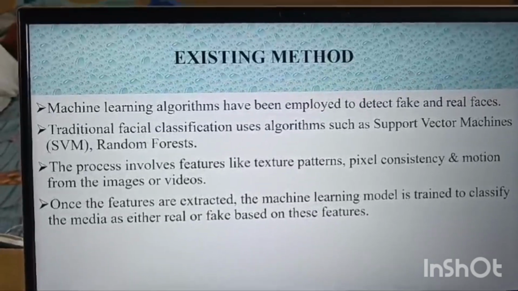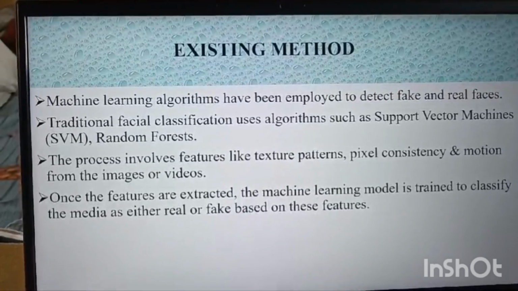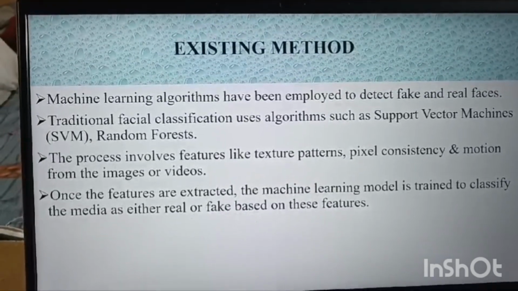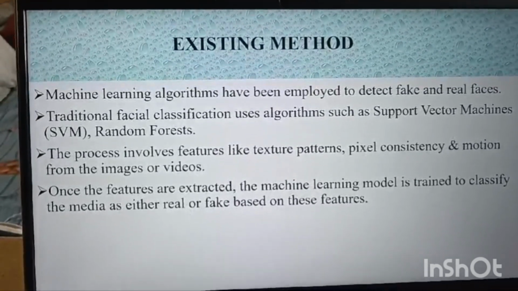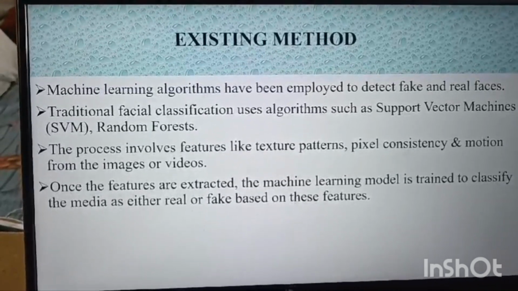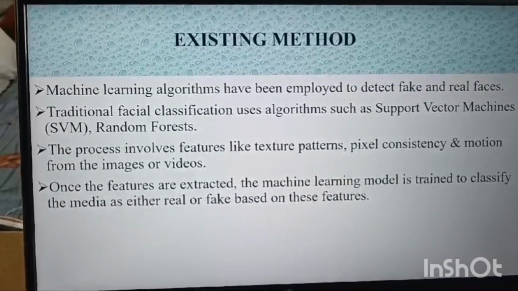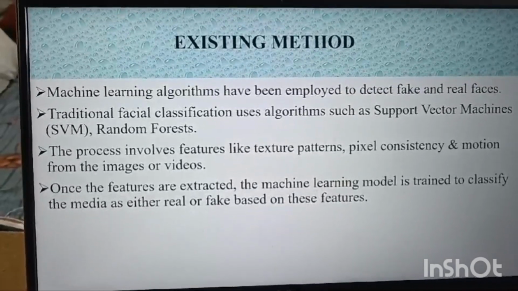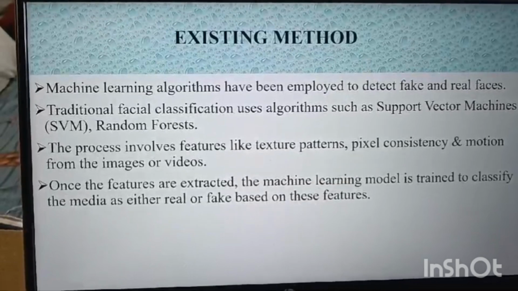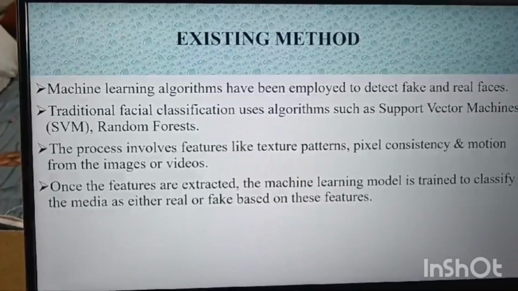And coming to the existing method, machine learning algorithms have been employed to detect fake and real faces. Traditional facial classification uses algorithms such as support vector machines and random forests. The process involves features like texture pattern, pixel consistency, and motion from the images or videos. Once the features are extracted, the machine learning model is trained to classify the media as either real or fake based on these features.